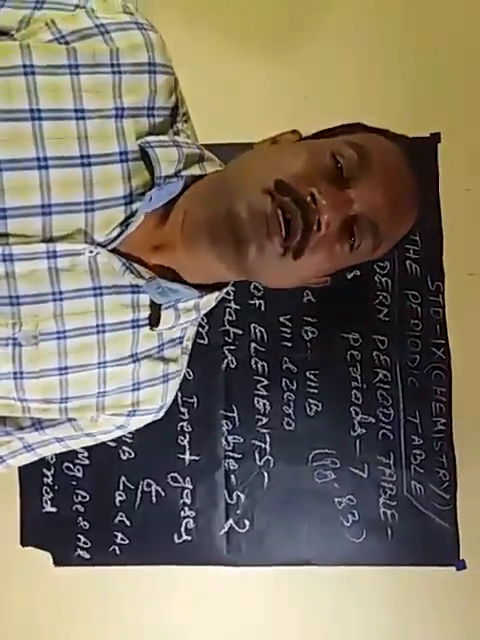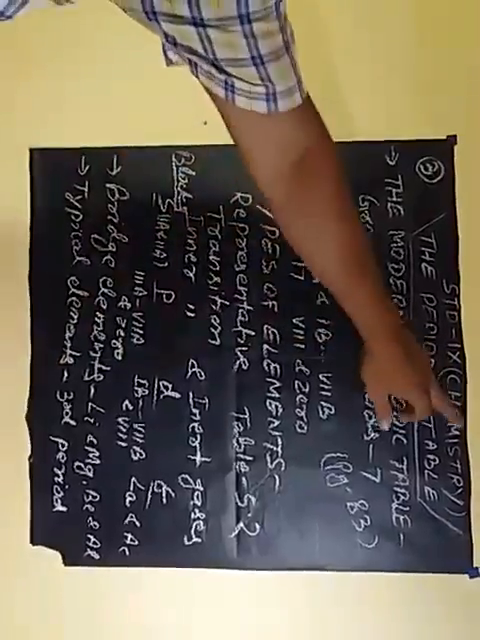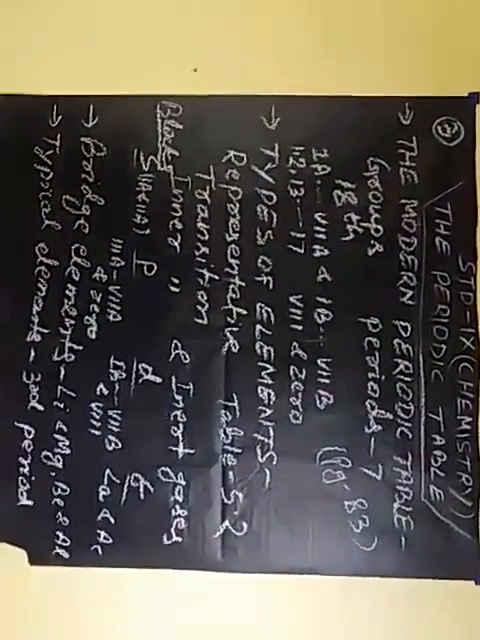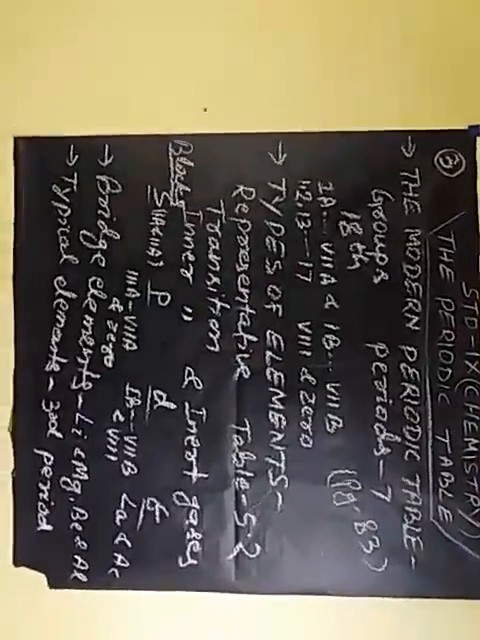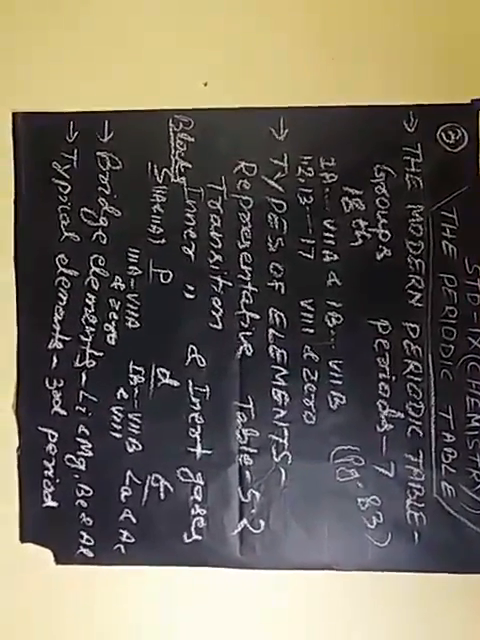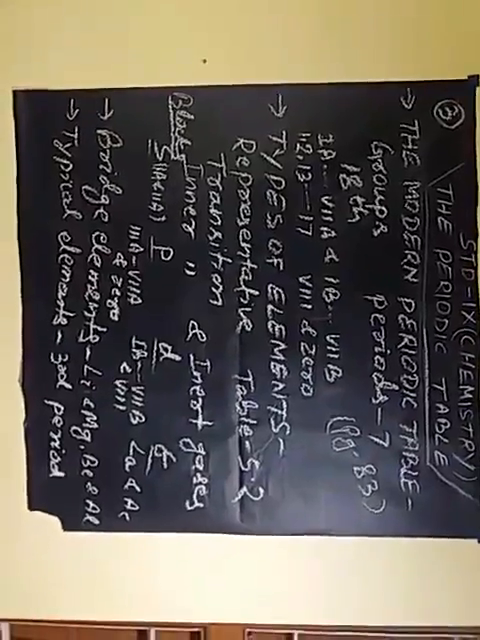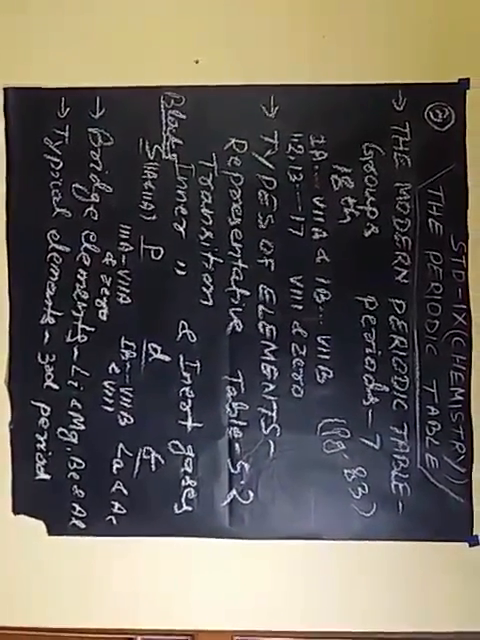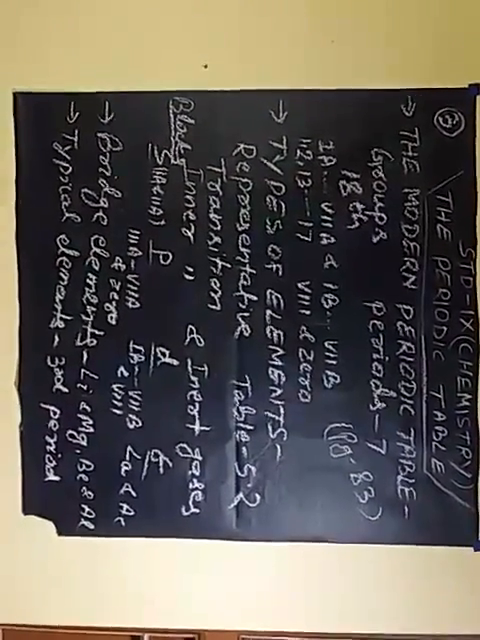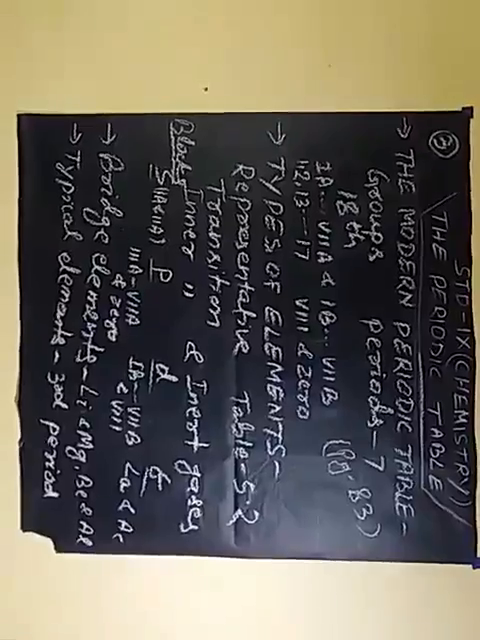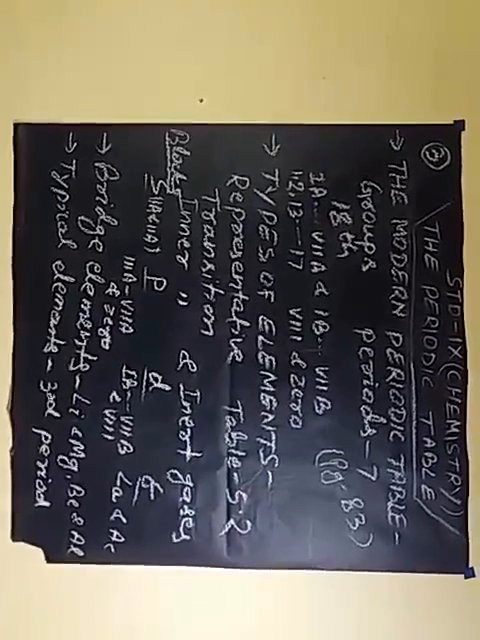Hello students, I am going to teach standard 9 chemistry, the periodic table, but part 3, the modern periodic table. In the modern periodic table, the 118 elements are arranged in groups and periods. Groups are vertical, but periods are horizontal. There are 18 groups, but 7 periods.